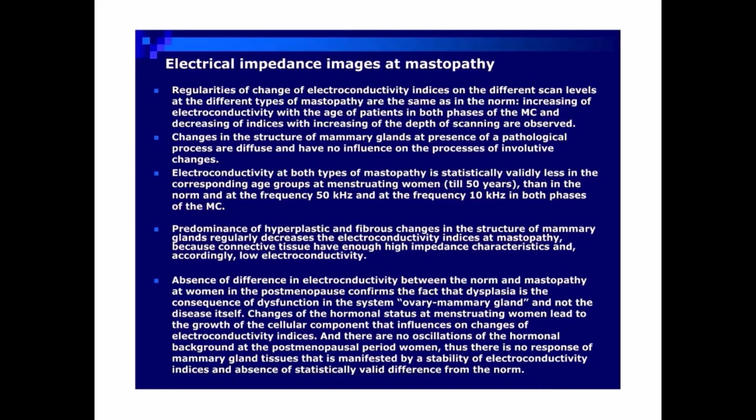Predominance of hyperplastic and fibrous changes in the structure of mammary glands regularly decreases the electroconductivity indices at mastopathy, because connective tissue have enough high impedance characteristics and, accordingly, low electroconductivity. Absence of difference in electroconductivity between the norm and mastopathy at women in the postmenopause confirms the fact that dysplasia is the consequence of dysfunction in the system over a mammary gland and not the disease itself.